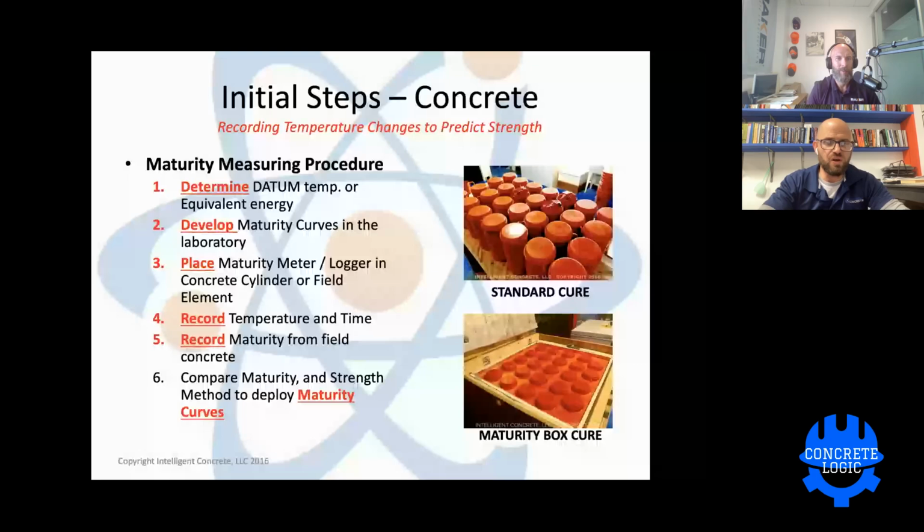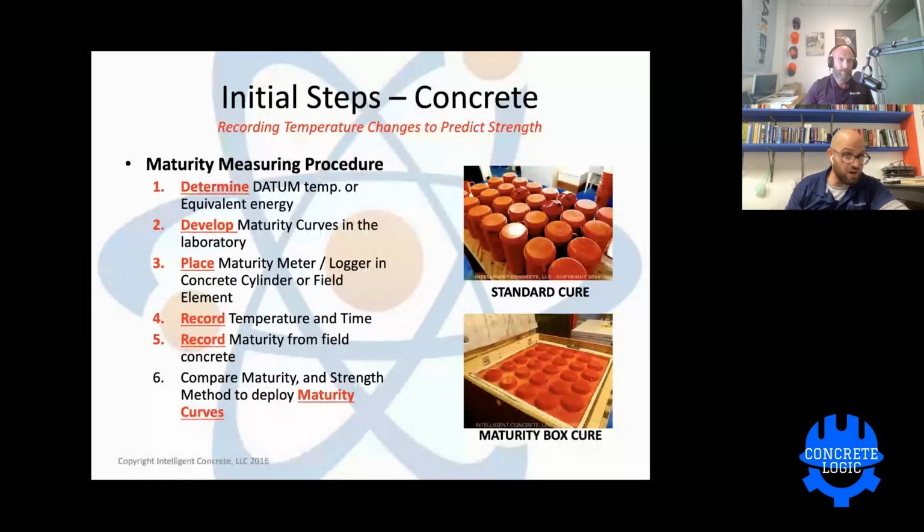Okay. So this is the maturity measuring procedure, right? First you have, do you mind if I go into this? Go for it. Because this is going to be what people get wrong. First, you have determining the datum temperature or the equivalent energy. Then you have developing the maturity curves in the laboratory, right? Yep. Then you have placing the maturity meter in a logger or logger in a concrete cylinder or field element.